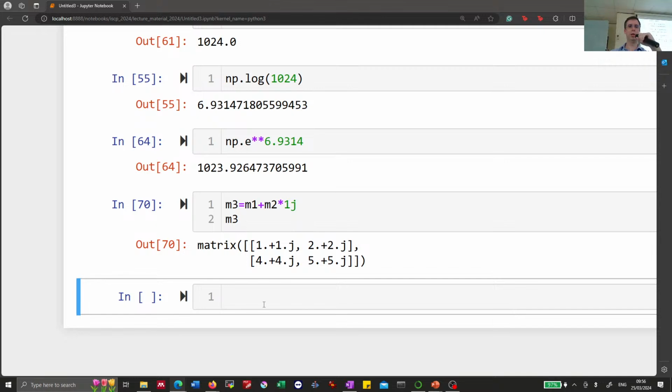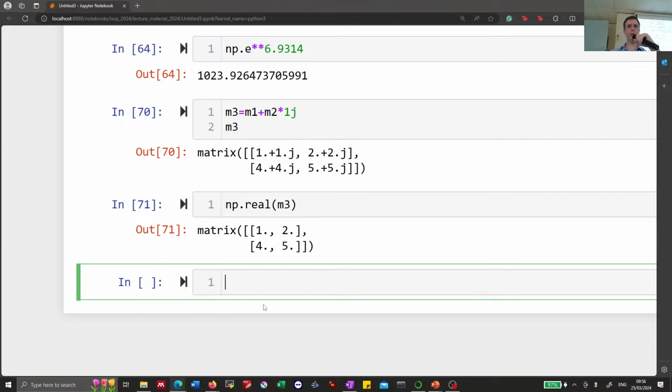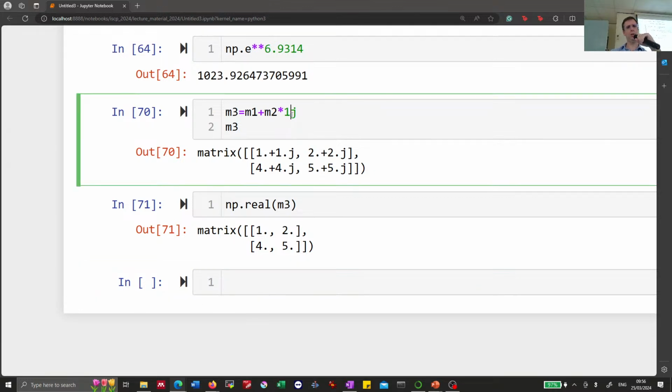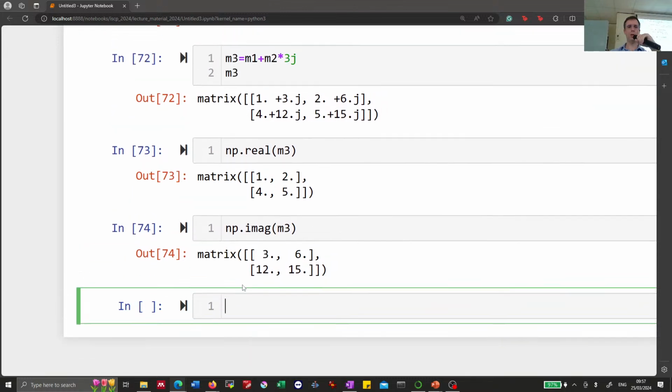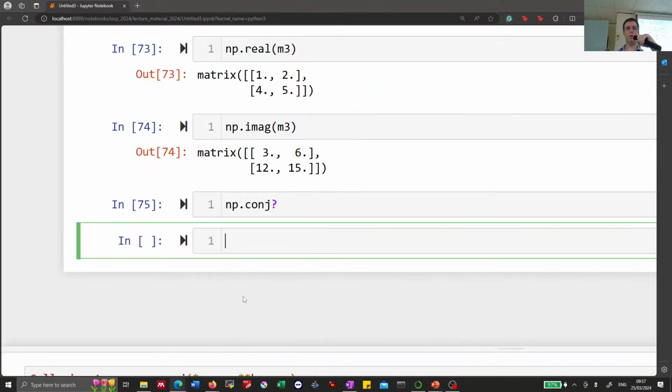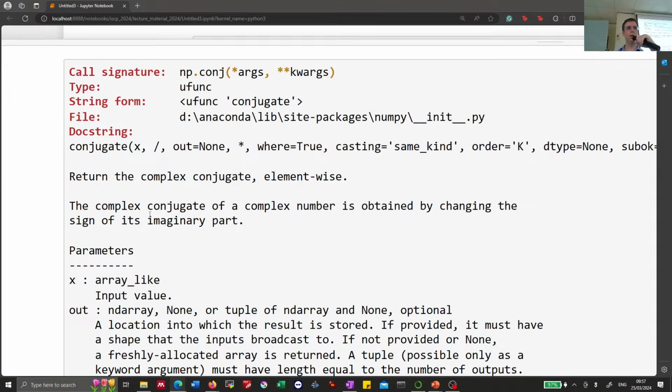So far, so good. So numpy real will do what? Well, it should give me the real part of the matrix. Actually, maybe not that good here. Maybe times 3J. Okay, because we want to see the difference between real and imaginary right now, right? So numpy imag gives me the imaginary part of this matrix, so 3, 6, 12, and 15. So far, so good. Now numpy dot conjugate does what? Well, if you don't know, you take the question mark and it tells you.